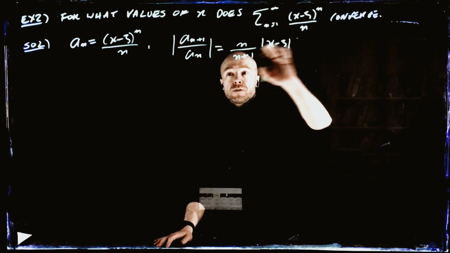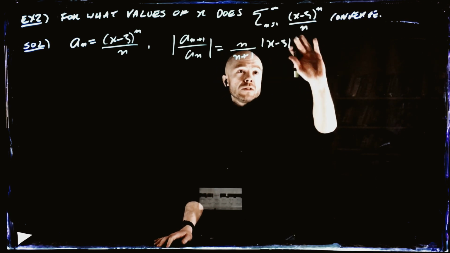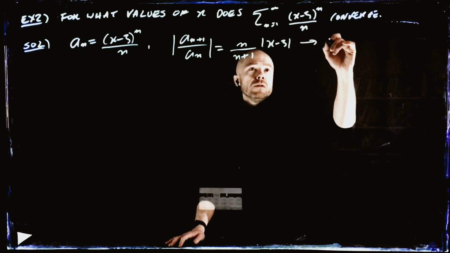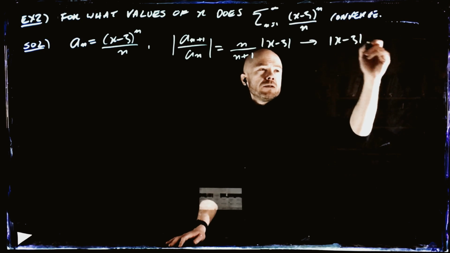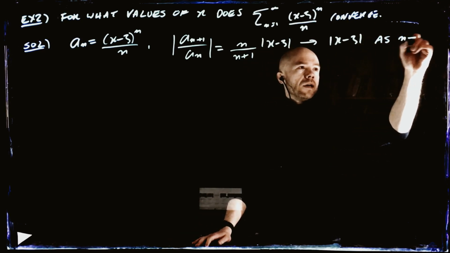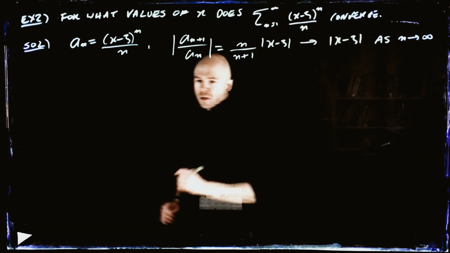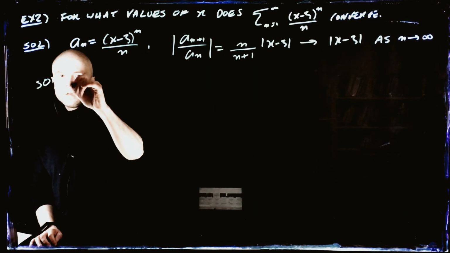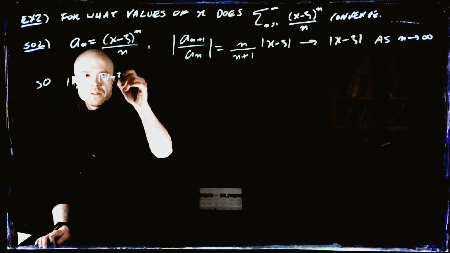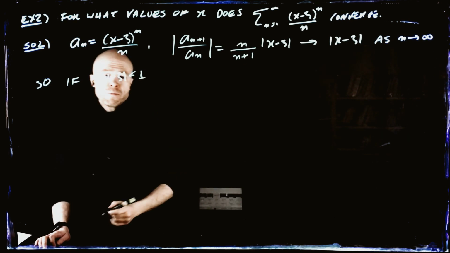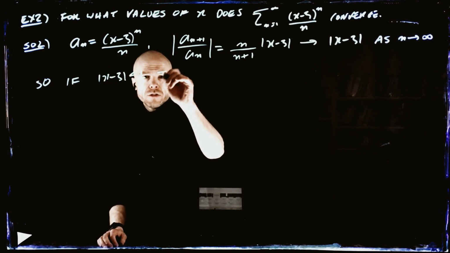So if we do this, what happens? This thing will just tend to absolute value of x minus 3 as n goes to infinity, right? So if absolute value of x minus 3 is less than 1, then the thing will converge.